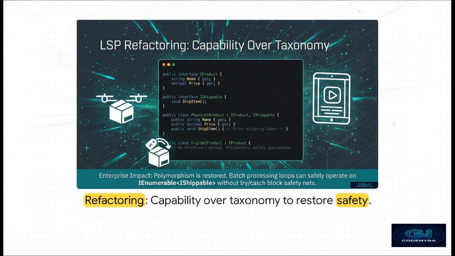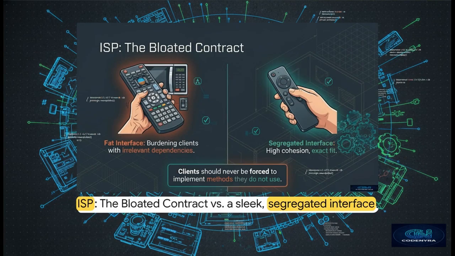Physical product implements both. Digital product implements only I product. The result? True polymorphism is restored. Your batch processing loops can now safely operate on a list of I shippable items without ever needing cumbersome try-catch block safety nets. This crucial point actually seamlessly carries over into the interface segregation principle.